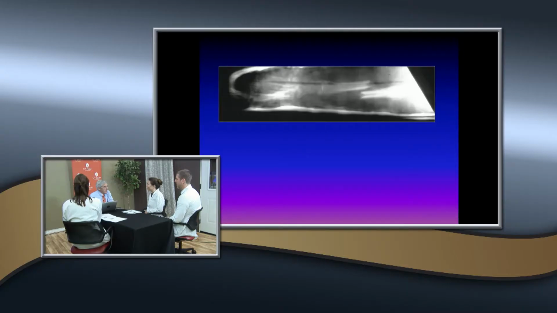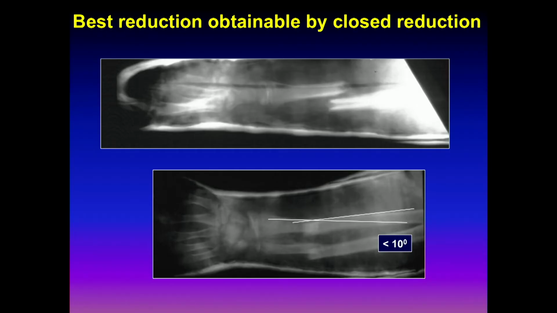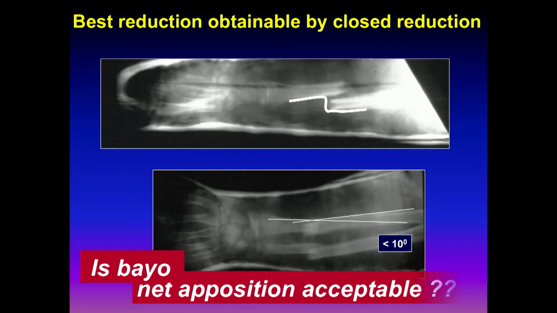Is that okay? You're shaking your head? No, sir. Would you operate on that patient? I tried to close reduce it under anesthesia, I tried about 3 times. So that's the best I could do. And so I've only got less than 10 degrees, and the linear alignment in the sagittal plane and the coronal plane is acceptable. So, is bayonet apposition acceptable?